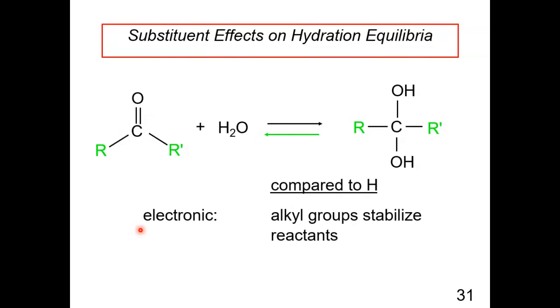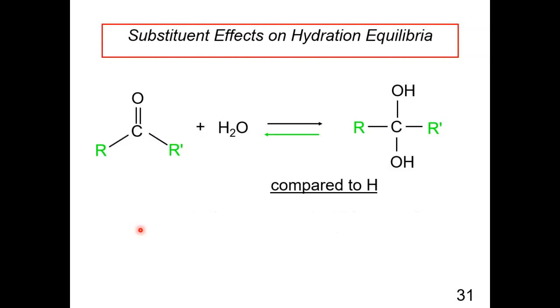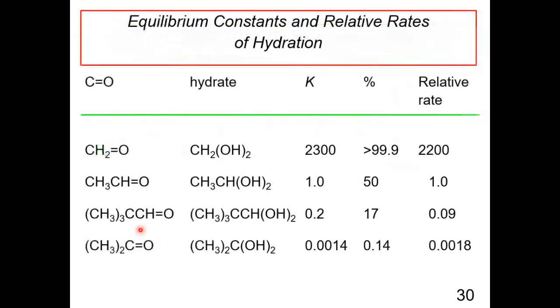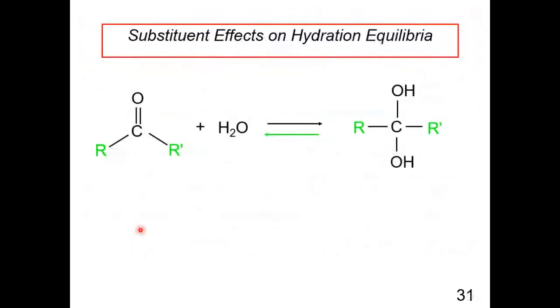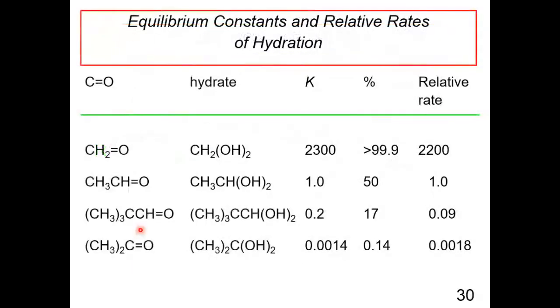So basically, what you can see is when you look at how the substitution pattern impacts the equilibrium constant. The number of alkyl groups on the carbonyl group plays the biggest role. This is 0 alkyl groups on the carbonyl. These two are 1 alkyl group on the carbonyl, and this one is 2.